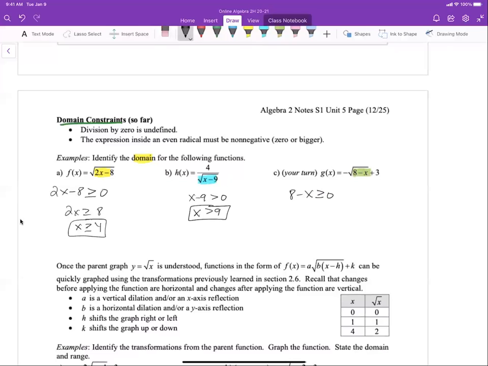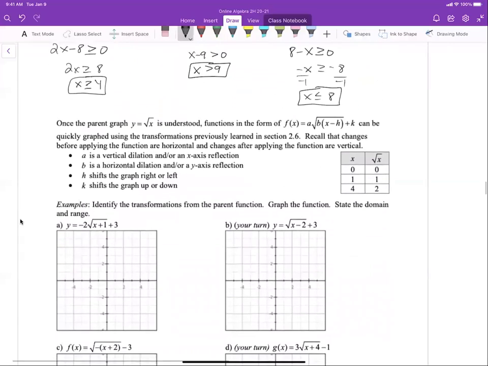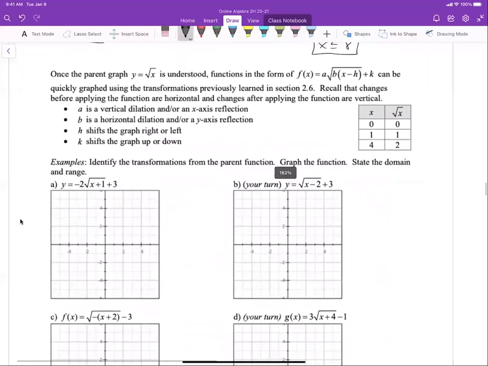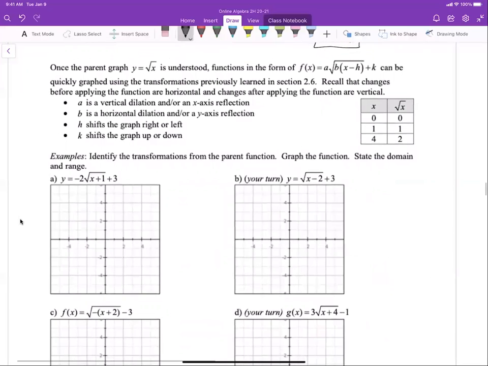So I can solve for x in this situation. I find negative x is greater than or equal to -8. I now have to divide both sides by -1, and when I do that, I have to flip the sign and I get x is less than or equal to 8. Okay, hopefully that is bringing back memories from our recent lesson.